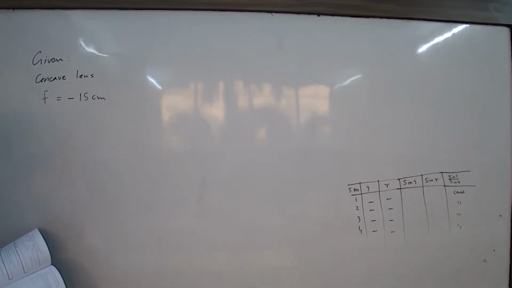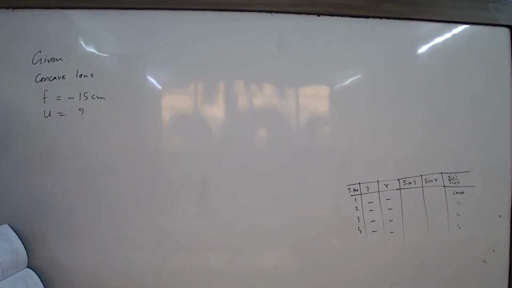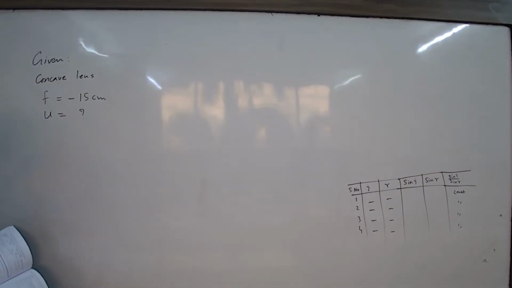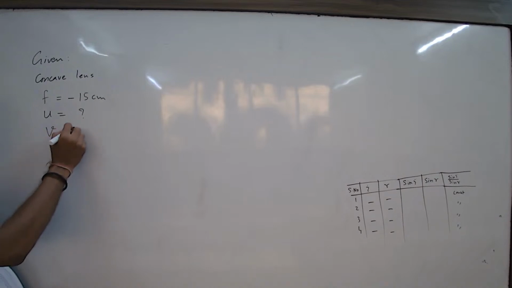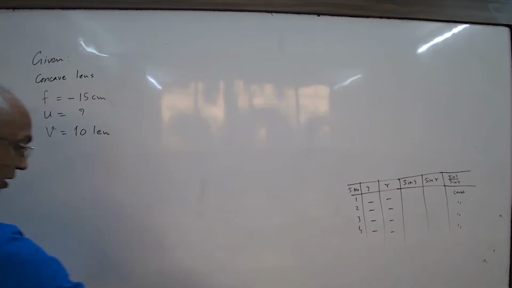At what distance should the object from the lens be placed? So you are basically supposed to find the object distance so that it forms an image at 10 centimeter from the lens. Ten centimeter.